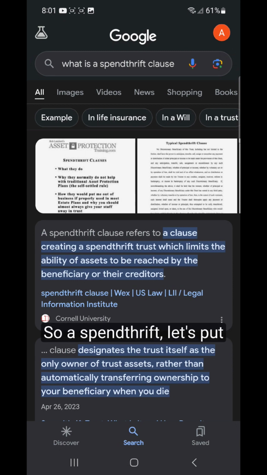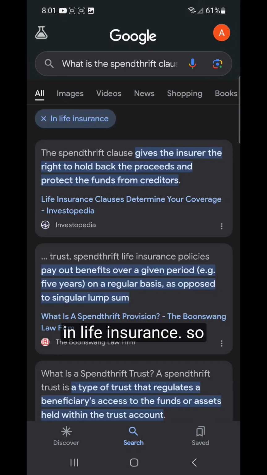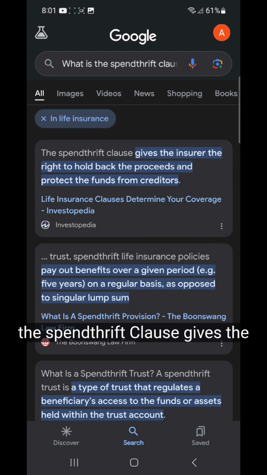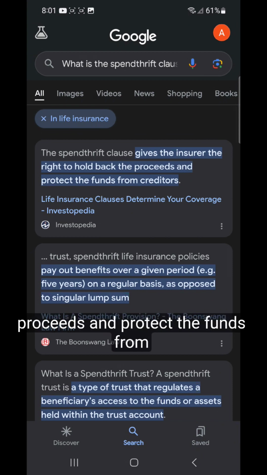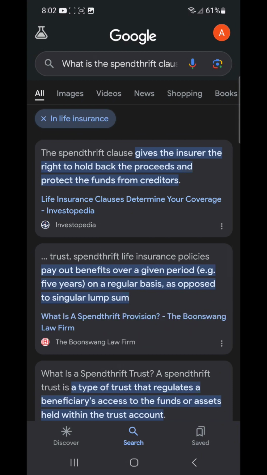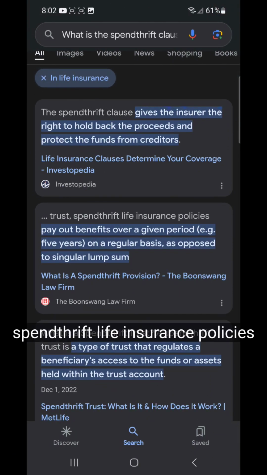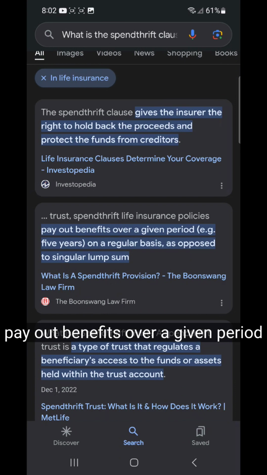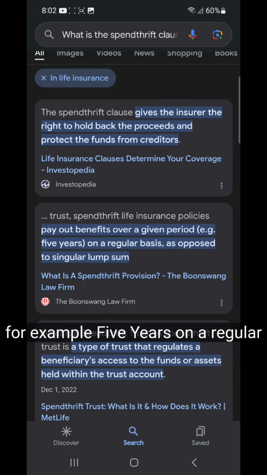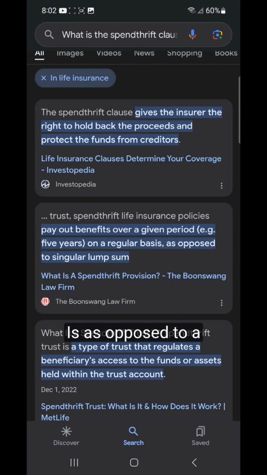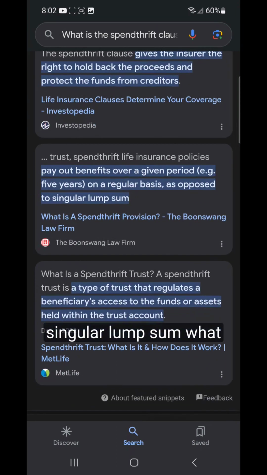So a spendthrift clause, let's put it in life insurance. The spendthrift clause gives the insurer the right to hold back the proceeds and protect the funds. So in a trust, spendthrift life insurance policies pay out benefits over a given period, for example 5 years on a regular basis, as opposed to a singular lump sum.